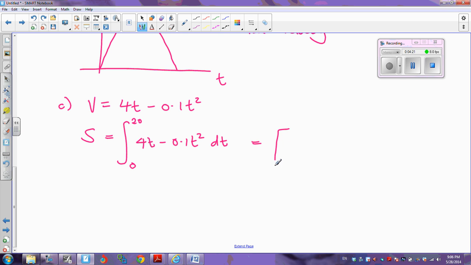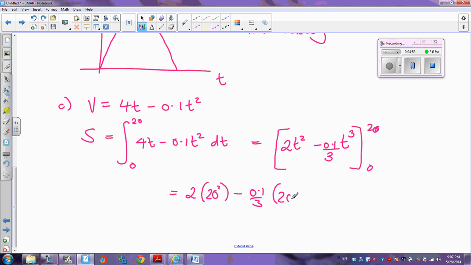Okay, so if I integrate both of those, well, 4t becomes t squared times 4 divided by 2. Well, that's just 2t squared. The t squared here becomes t cubed, the power goes up, and at the same time we need to divide by 3 there in order to integrate correctly. So if I put in these two limits, the second limit is 0, so that's not going to give me anything. So I need to put in the upper limit, so that's 20. So it's going to be 2 lots of 20 squared, take away 0.1 over 3 times 20 cubed.